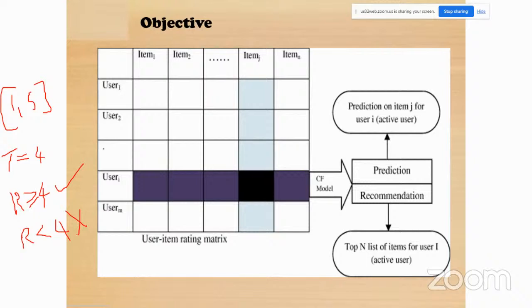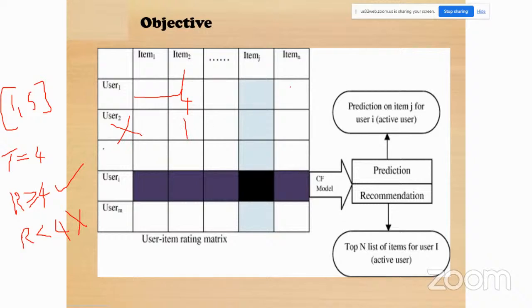What we have to do, first, is find the rating prediction, followed by a recommendation based on that rating prediction. If the rating prediction is, let us assume, 4, then item 2 is going to be recommended to user 1. If the rating prediction is, let us assume, 1, then item 2 is not going to be recommended to user 2.